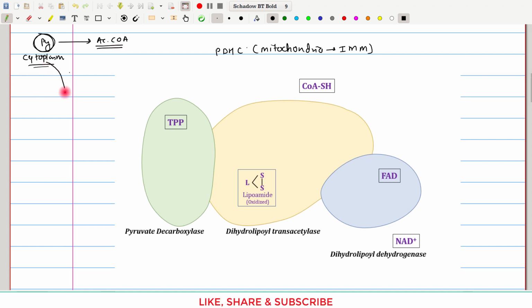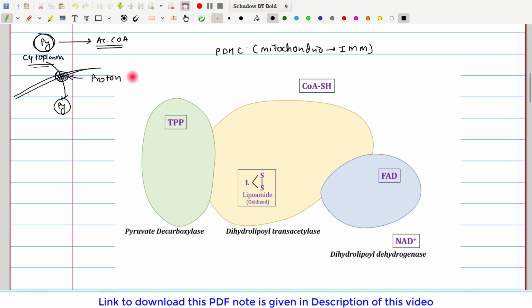So from the cytoplasm, pyruvate is first transported across this mitochondrial membrane, and now pyruvate is inside the mitochondria. This transport is carried out by a protein transporter present in this mitochondrial membrane, and its name is proton symporter. Proton symporter transports pyruvate from the cytoplasm to the mitochondria, right? Now, once pyruvate is inside the mitochondria, it can react with this pyruvate dehydrogenase complex.